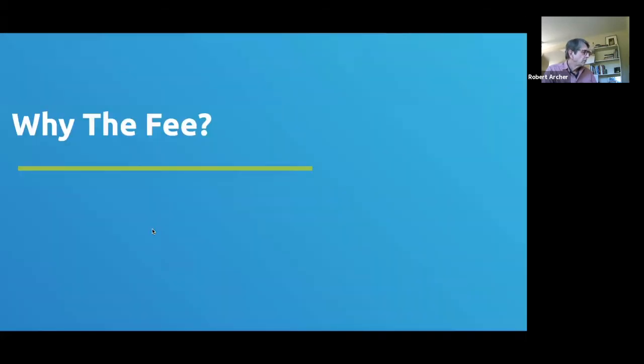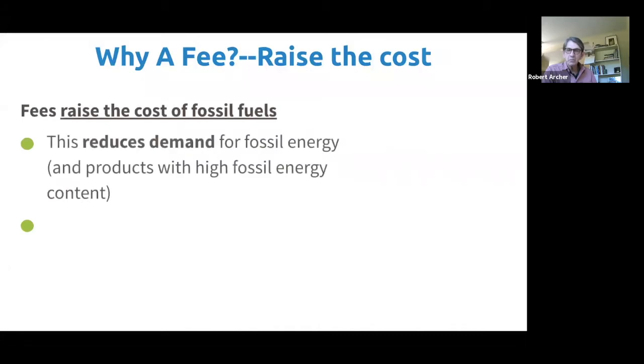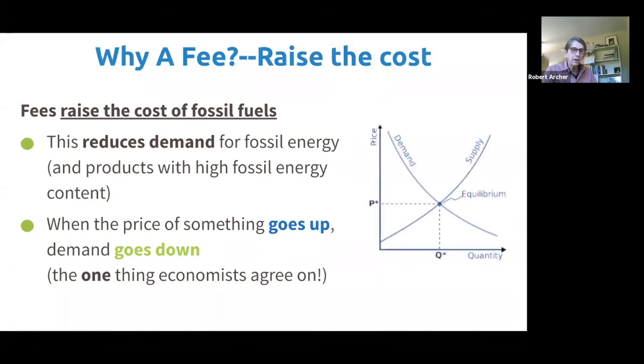Now, let's start with the basic economics underpinning the fee in the CCL policy. Why a fee? You raise the price of fossil fuels and demand goes down and emissions go down. This connection is not sufficiently understood or accepted.